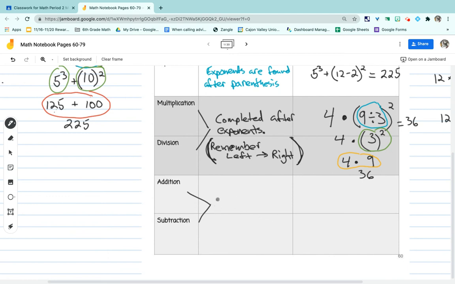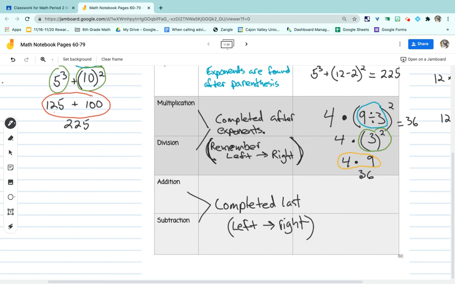So this is completed after multiplication and division. This is completed last. And this is left to right. And seriously, though, this is where people are going to make those mistakes and get problems wrong because they're not going to be doing this left to right. They're just going to be going in order of addition, then subtraction. And that will make things hard.